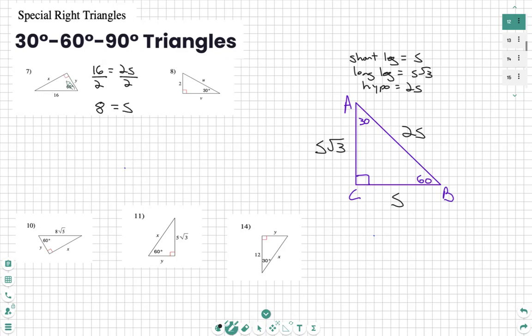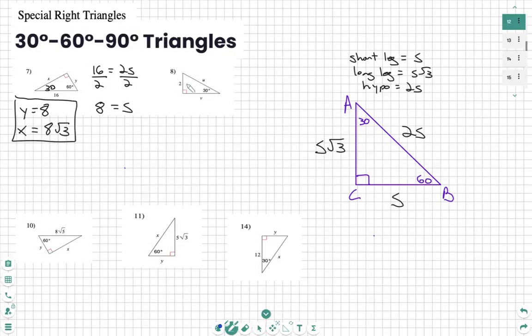Looking at the inside of this triangle, it's obvious that this missing angle is 30 because 30 plus 60 plus 90 is 180. Okay, so across the 30, or the short side, y is equal to 8. Then across the 60, we're going to have our long leg, which is going to be 8 times root 3. And that is it. Let's keep on going.